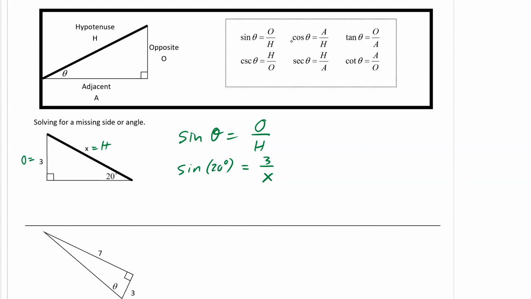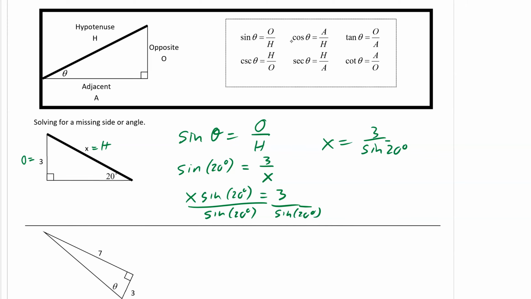And now you can see that we have x. So we do a quick little cross multiply. So this is x sine of 20 degrees equals 3. And then we divide to solve for our x. So we get x equals 3 over sine of 20 degrees. Now you can also see that all we really did was replace the sine and the x. We just swapped them. So that's another way of looking at it.